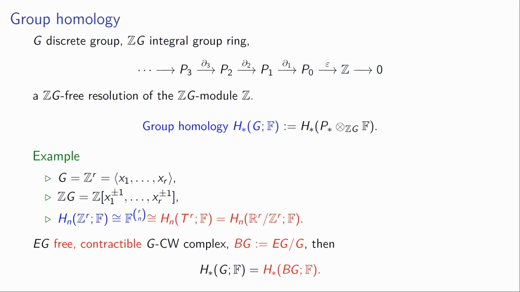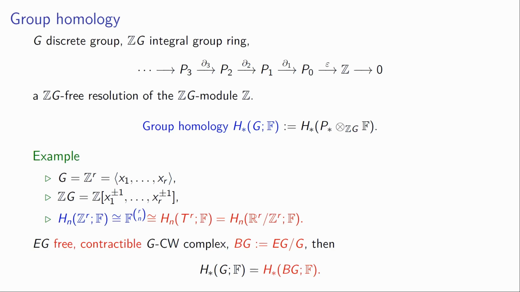Just basic examples. If you take the free abelian group on r generators, x1 up to xr, you can write down the group ring explicitly, then write down this resolution and perform the computation. You see that the group homology in degree n with coefficient field F is a vector space of dimension r choose n, and that happens to be the homology of the r-torus, which is the Euclidean space of dimension r divided by the free Z^r action.